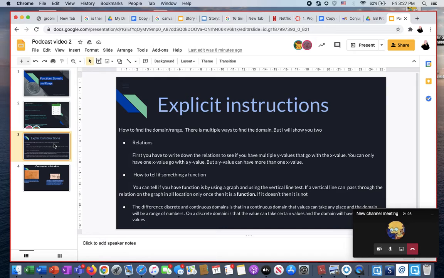How to find the domain and range. There's multiple ways to find the domain, but I will show you two. Relations. First, you have to write down the relations to see if you have multiple y values that go with x values. You can only have one x value go with a y value, but a y value can have more than one x value.